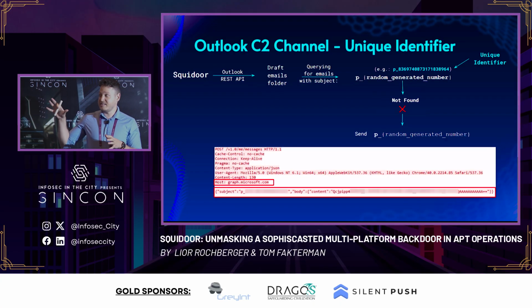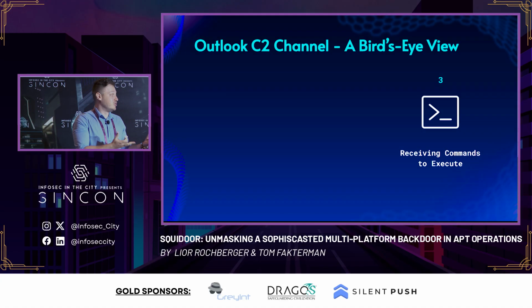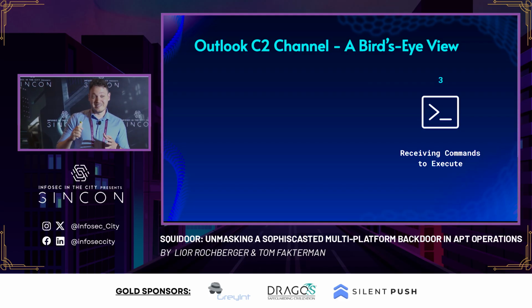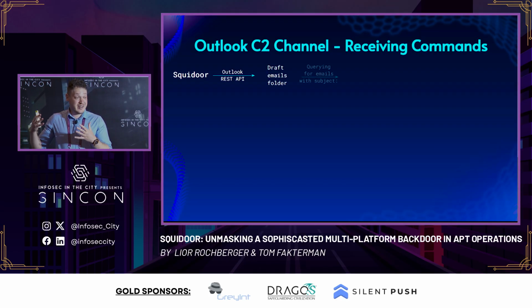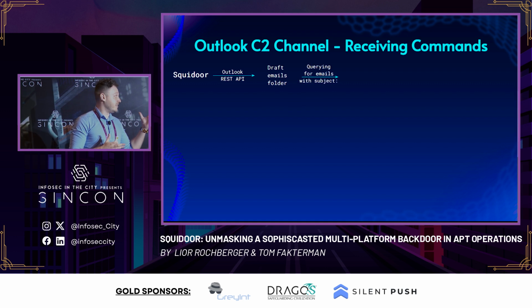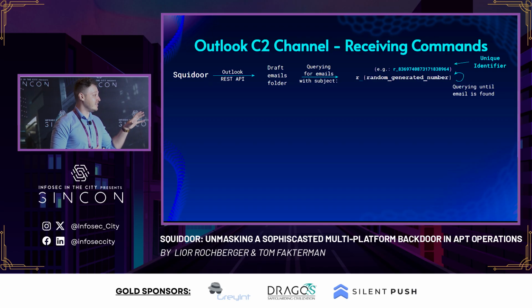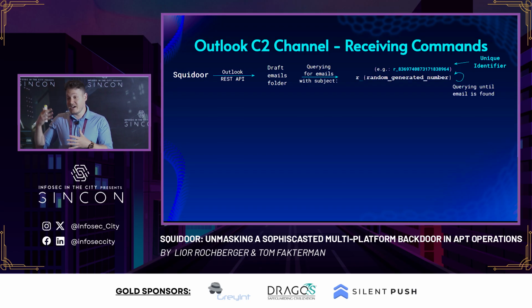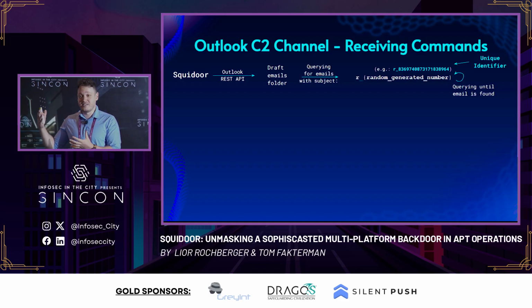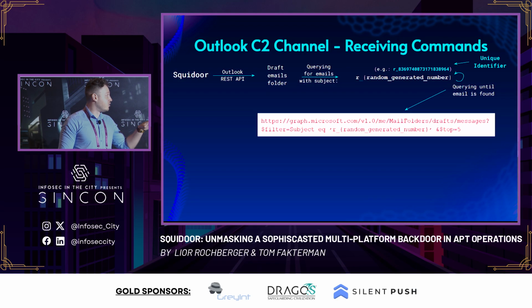Once the attackers receive this email, it is a sign for them that a new Squidoor implant has connected to their mailbox and is now listening for commands. So Squidoor needs to receive those commands to execute. And this is how it does it. In a very similar manner, Squidoor will use the Outlook REST API to query the attacker's draft folder for an email with a very specific subject. This time, it starts with the letter R underscore, and then again the same unique identifier. And Squidoor will keep searching for this email in a loop until it will finally find one. This is the exact query that Squidoor is using to try and find this email in the attacker's mailbox.